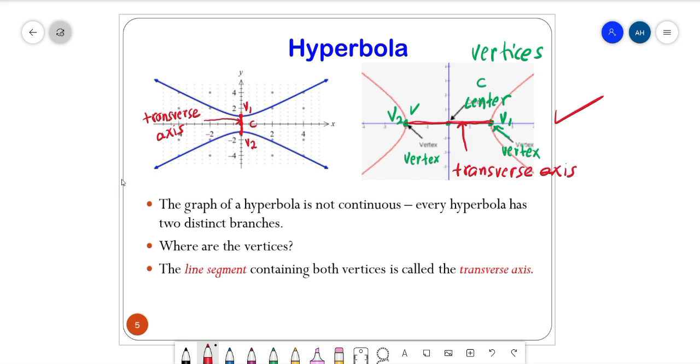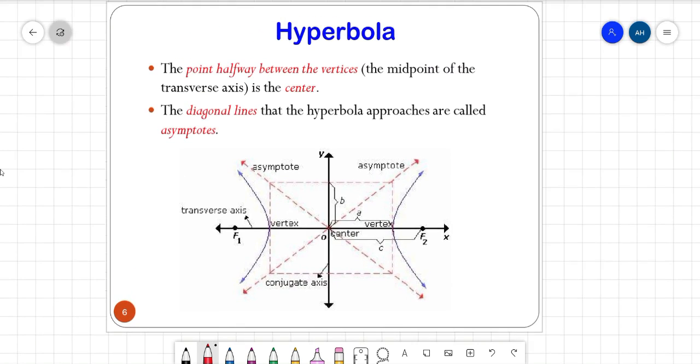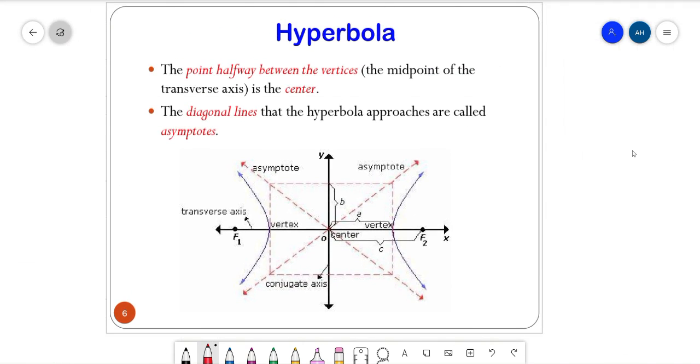hyperbola. That is the vertex, that is V1, V2, the center, and also the transverse axis. There is another point that is important in a hyperbola, that is we call the focus. All right, we already talked about the vertex. In this diagram, now let's label where is our vertex. This is V1. I hope you can see that V1. This is our V2, vertex number 2.